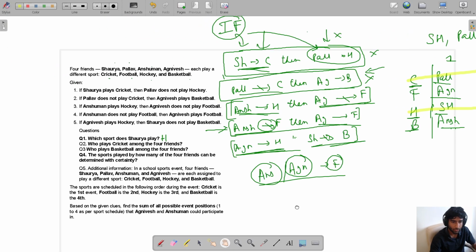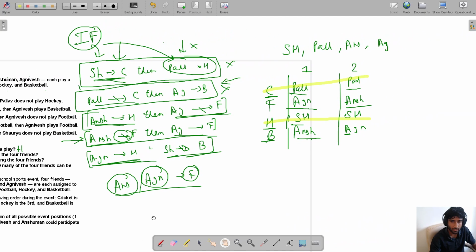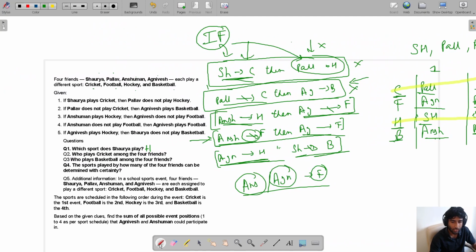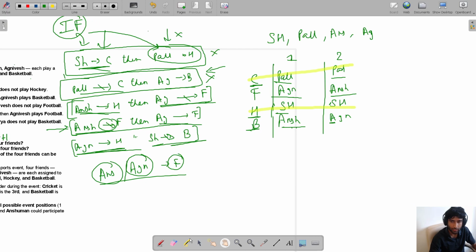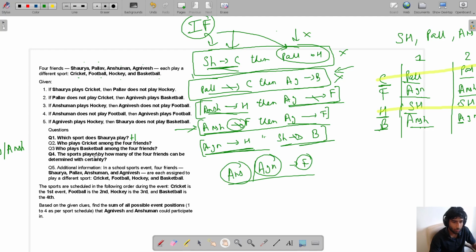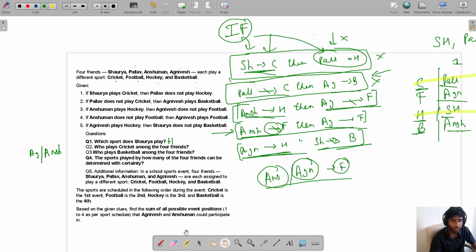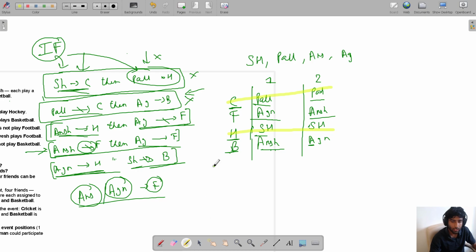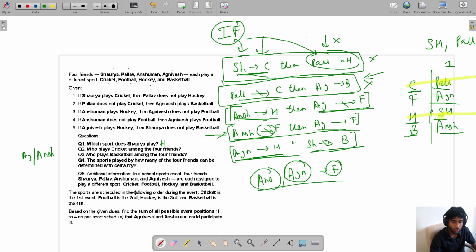Next question. Who plays basketball among the 4 friends? Basketball can be either Agnivesh or Anshuman. So there's a multiple possibility situation here. It's either Agnivesh or Anshuman. The sport played by how many of the 4 friends can be determined with certainty? We know that Pallav and Shaurya are determined with certainty. So 2 friends can be determined with certainty.